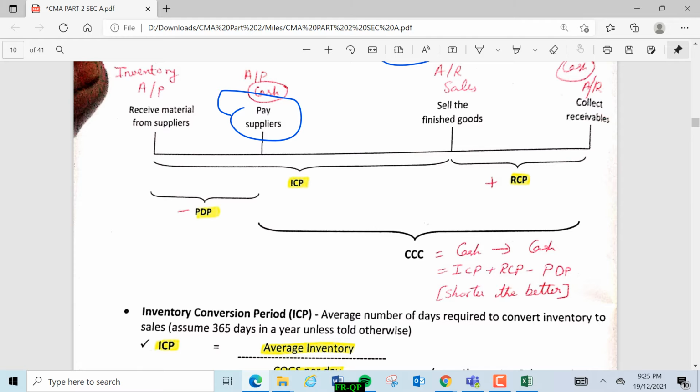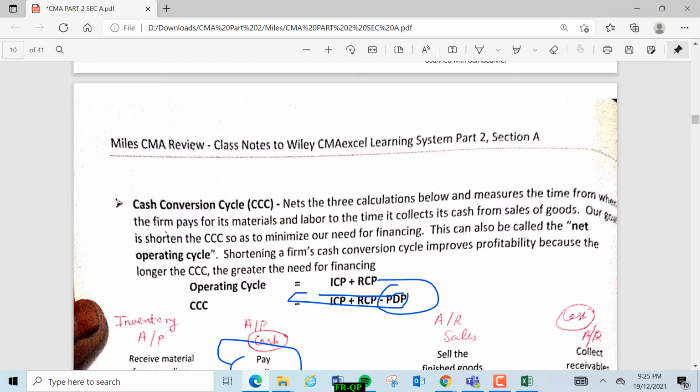First, there are the three calculations shown below. They measure the time from when the firm pays for the material and labor to the time it collects the cash from the sales. On the gross side, you want the CCC to minimize your need of financing. The moment you minimize your cash operating cycle, the cash conversion cycle, it means you don't need much cash.